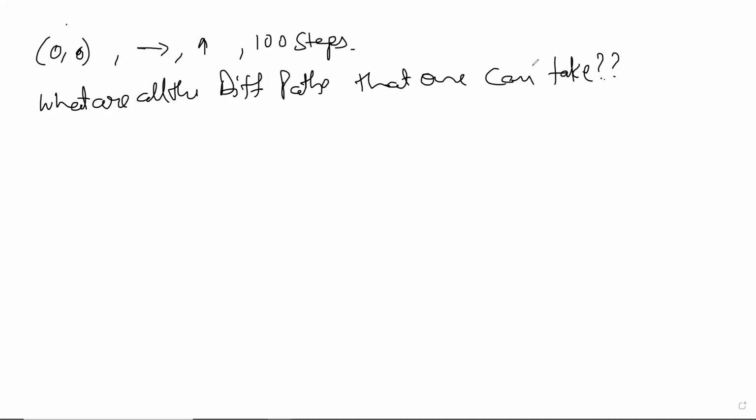So I'm looking for the different paths that you can take. There is no specific place where you have to reach now. You want to start from 0, 0. Yes. Why?